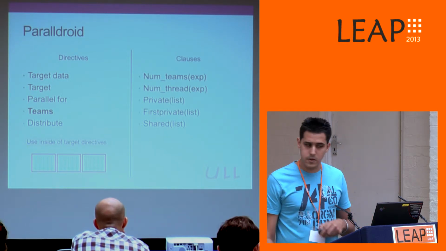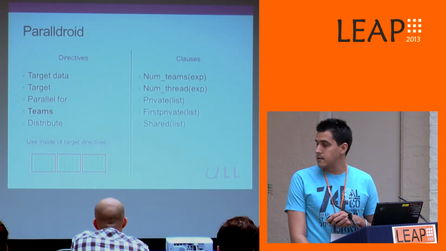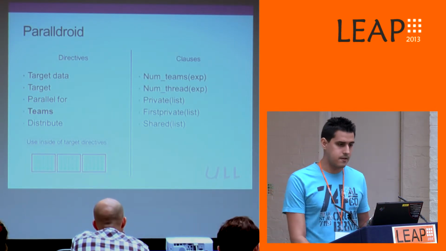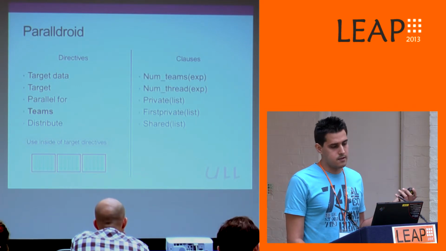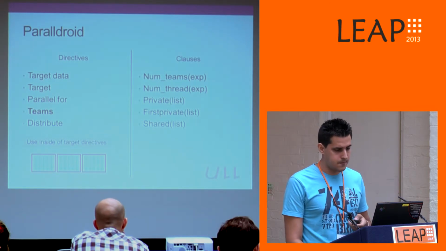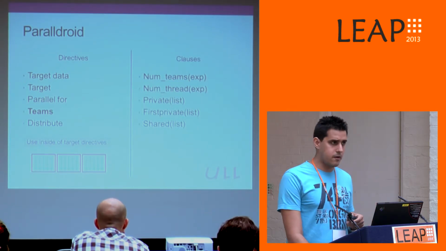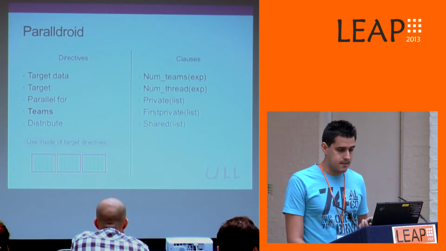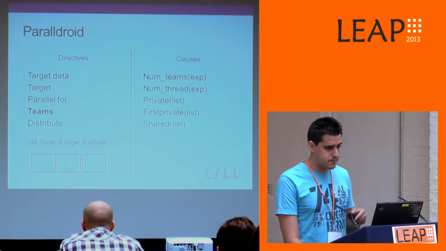Teams shall be used in the context of a target directive. This directive is responsible for creating a group of teams or group of threads. Num teams indicates the number of teams. Num threads indicates the number of threads of each team.